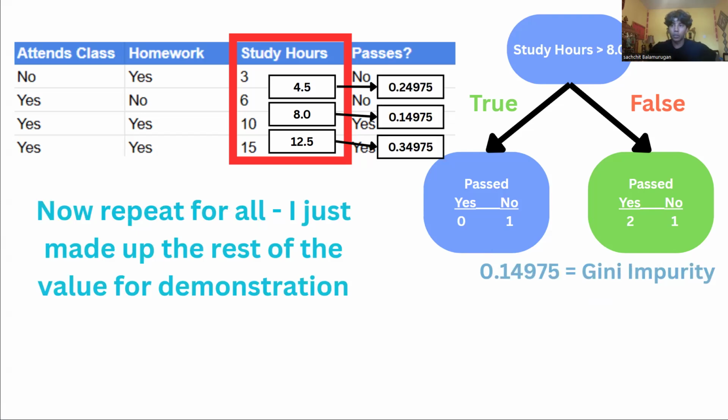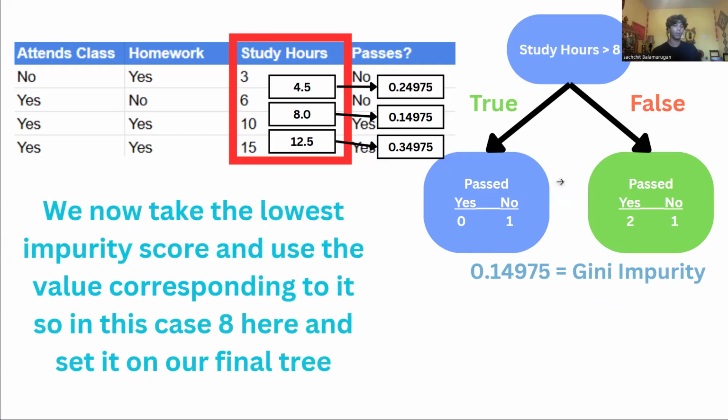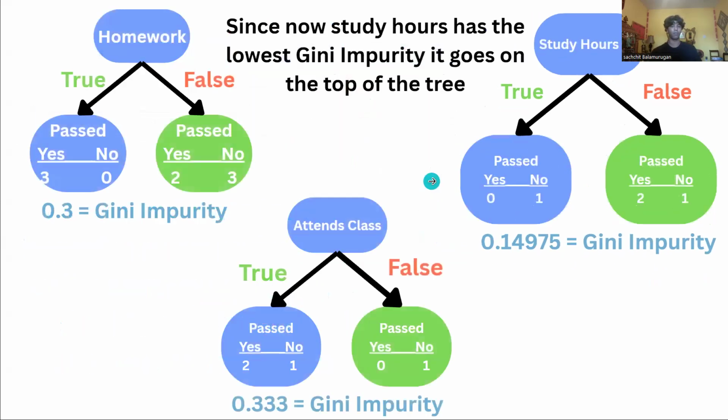Okay. Now we just repeat for all of these values. And since I know you guys don't want to see all the equations, I just created some made up values for the rest. So these are not actually the values. I just created some random values that make sense for this test. So let's do that. Okay. So now we can take a look at the lowest impurity score and use the values corresponding to it. So in this case, 8, right? So we take this since it's the lowest, right? And now we can set it on our final tree.